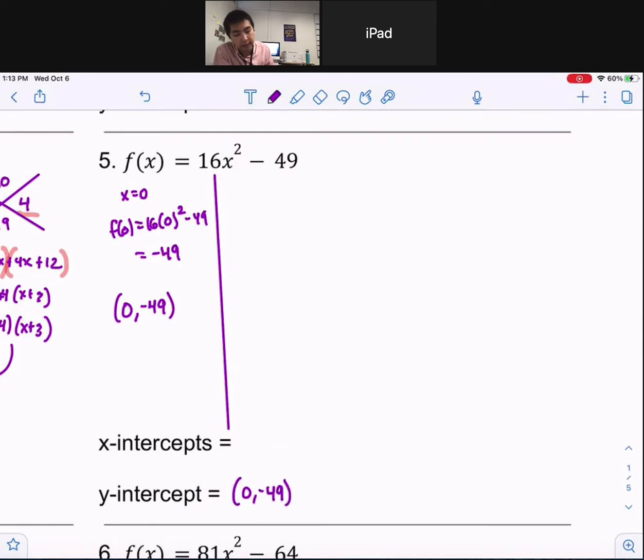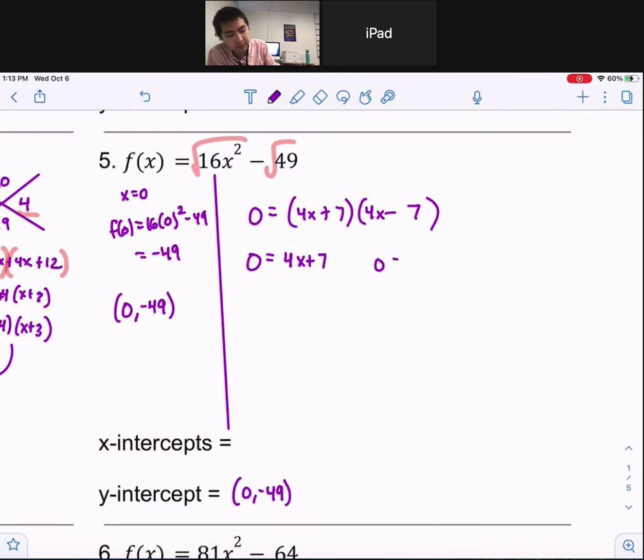Now, for your x-intercepts, this is a difference of squares. Those are difference of squares. So 0 equals, what times what is 16x squared? 4x times 4x. What times what is 49? 7 times 7. Plus or minus. Set 0 equal to both of your factors. So 4x plus 7 and 0 equals 4x minus 7.